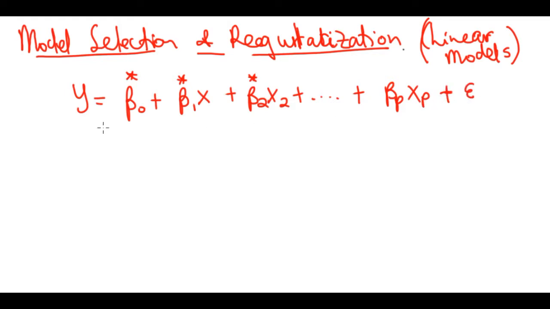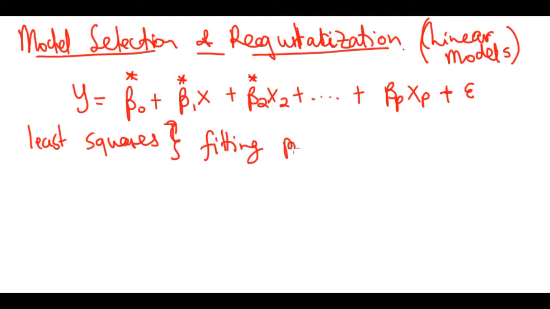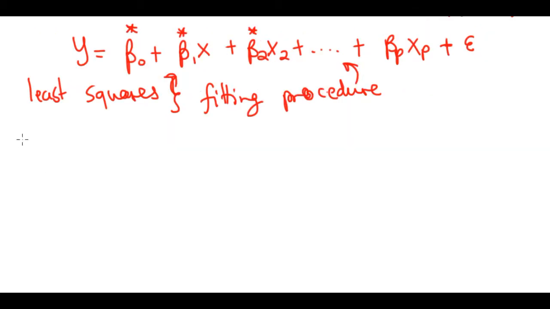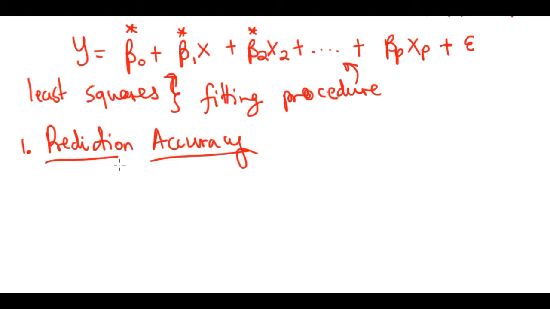When we're using least squares, there are some situations where it will not work perfectly. It will not give us the best results, so we might want a different fitting procedure. It's called a fitting procedure because it's the one we use to fit a linear model. There are times where we might want to use alternative fitting procedures. Why? Reason number one is that alternative fitting procedures may result in higher prediction accuracy.